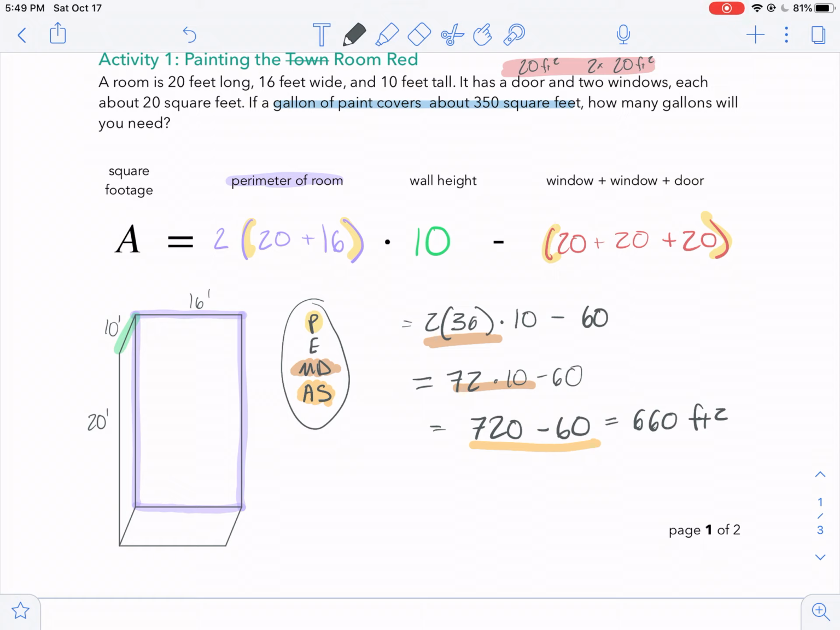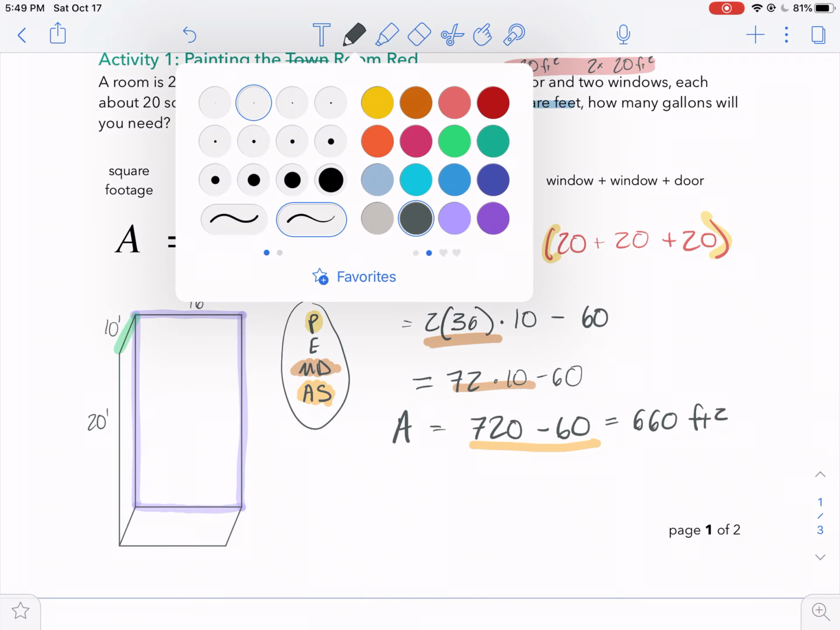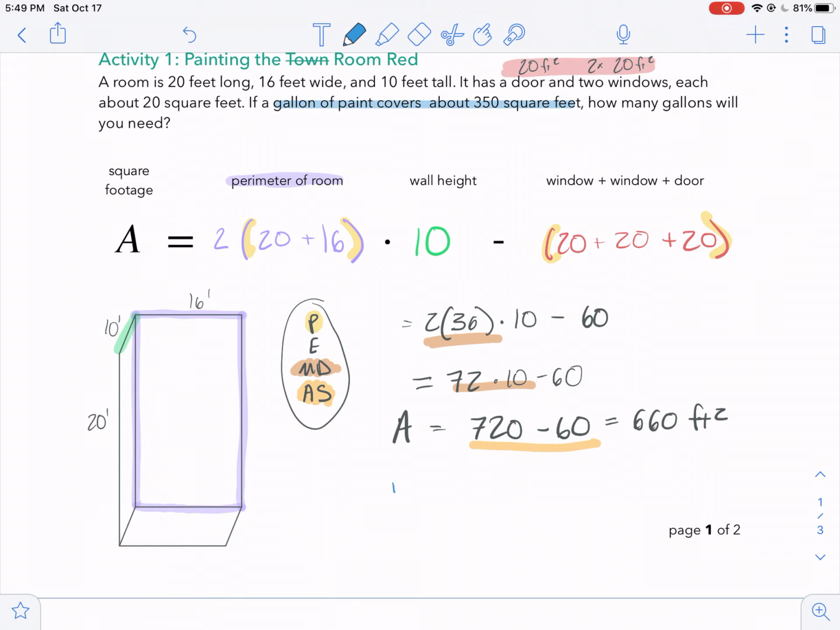That's not the end of our problem though, because that's the area that needs to be painted. Now we know that 1 gallon covers 350 square feet. So I'm going to write a little equation down here that says 1 gallon equals 350 feet squared.